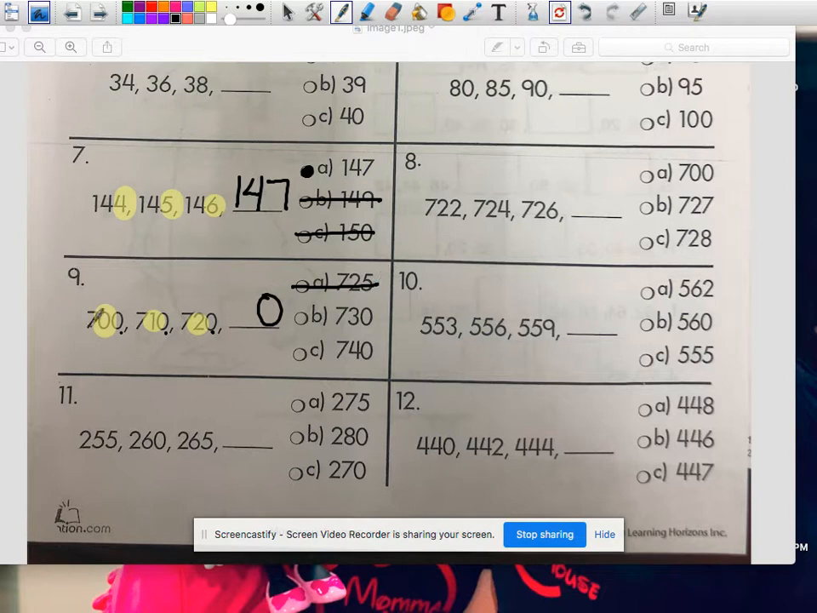So I told them kind of a secret: look at this as a group of tens. So 70 tens, 71 tens, 72 tens. My next one should be 73 tens. Option B.